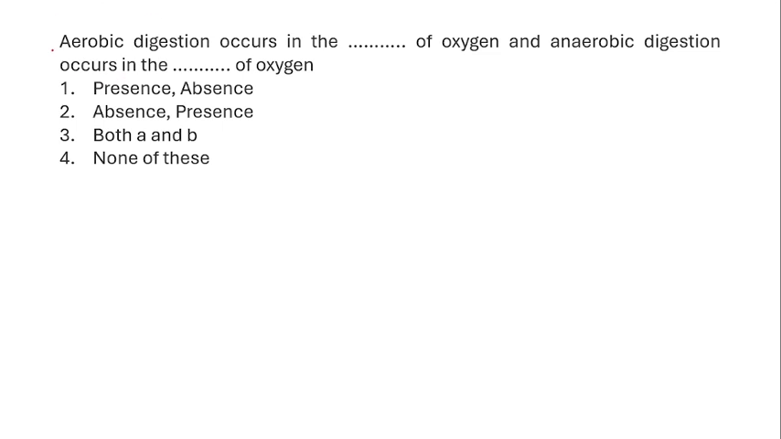The next question is: aerobic digestion occurs in the dash of oxygen and anaerobic digestion occurs in the dash of oxygen. This is a very simple question, right? So aerobic means in the presence of O2 and anaerobic means in the absence of O2. So no O2 is there in anaerobic, and O2 is present in aerobic. So the right answer is aerobic digestion occurs in the presence of oxygen and anaerobic digestion occurs in the absence of oxygen.